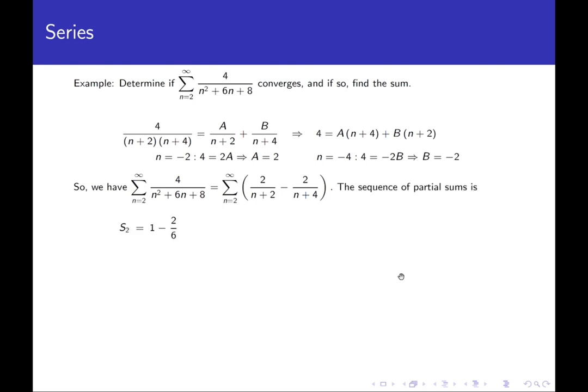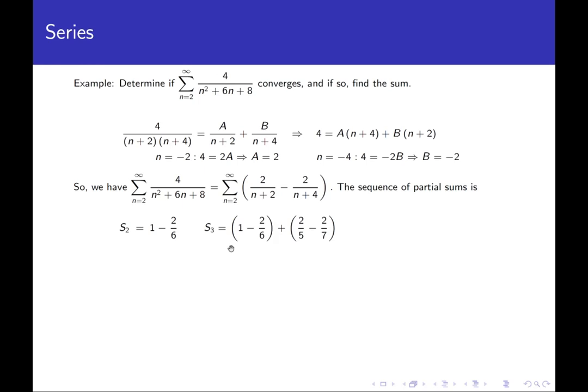Now let's analyze the sequence of partial sums. Plug in 2 in this case. Notice that this series starts at 2, so you get 2 over 4 minus 2 over 6. This should not be a 1, this should be a 1/2 here. I've got the wrong number. My apologies. I'm not going to simplify this though.